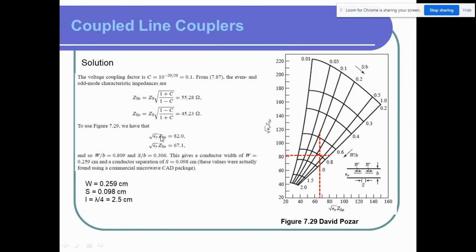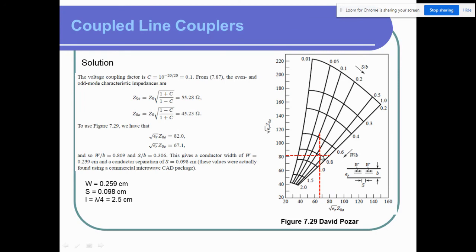So let us find this one first, which is 82 here. So we draw a line here, and this is 67.1. So 67.1 is somewhere here. It is not needed to be so exact, you know. It does not necessarily have to be so exact. Now we draw two lines and then they intersect in one point, right?